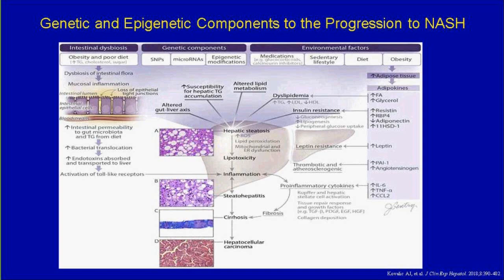So the simple one is too much fat, but why do some people get lipotoxicity, inflammation that leads to fibrosis? But you also get an idea here of some of our targets. And this is why I combine the pathogenesis with the treatment, because maybe we can treat the cytokines. Maybe we can treat the pro-inflammatory issues, the fibrosis issues.